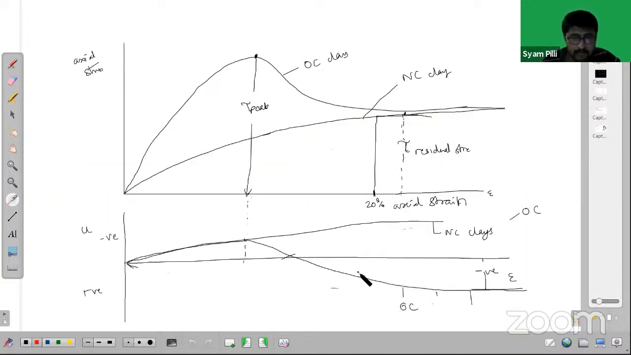Yeah, Jahid. Generally in the OC class, we observe negative pore water pressure at the end of the test. That means the outside water, which is connected to the soil sample, the soil will try to suck that water into the soil, because its tendency is to increase volume, right.